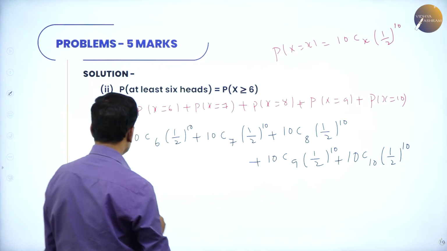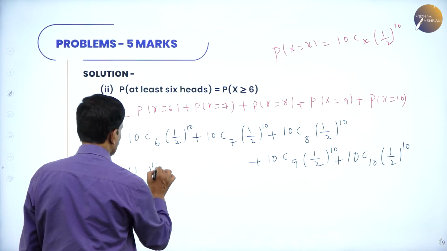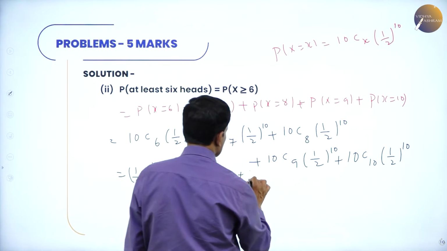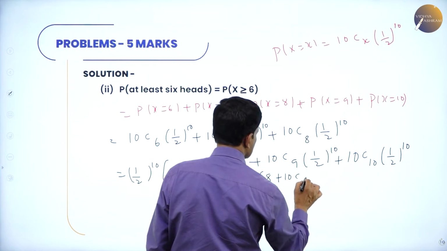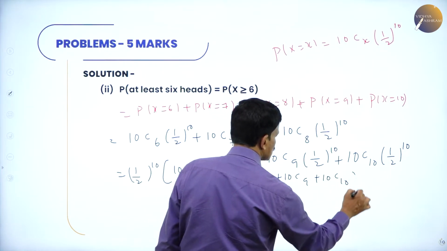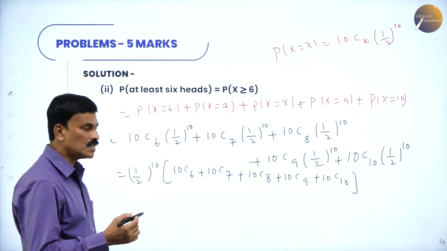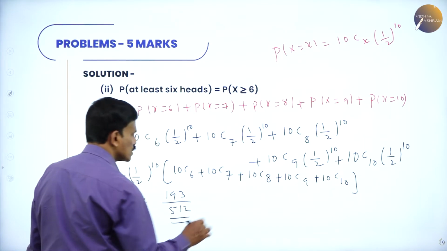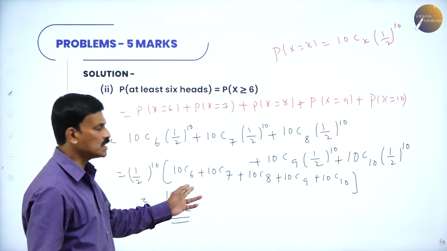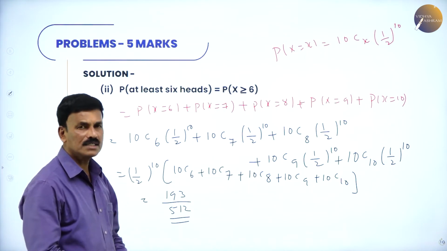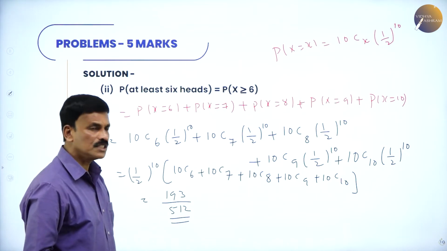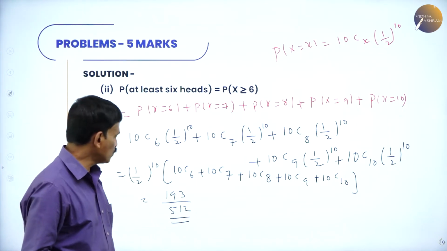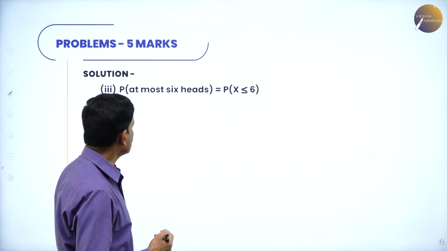Now you can take 1 by 2 to the power of 10 as a common factor. What is left over is 10C6 plus 10C7 plus 10C8 plus 10C9 plus 10C10. Simplify this. After simplification, the answer we are going to get is 193 divided by 512. That's it. Find out the value of 10C6, 10C7, 10C8, 10C9 and 10C10. Simplify. In the denominator 2 to the power of 10, and divide it, you will get 193 divided by 512. That's it. Come to the next, third condition.